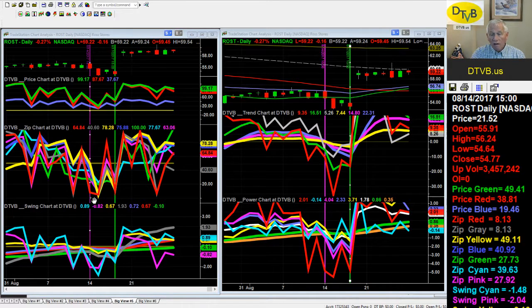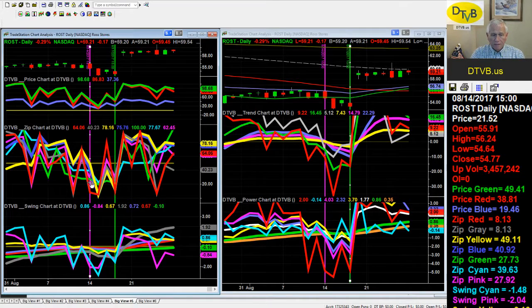On the day of the pink vertical line, zip red was at 8. And so when zip red is just taking a huge dive like that, it's telling us something ahead of time, and it's given us that information that the pressures within the market have really dropped.